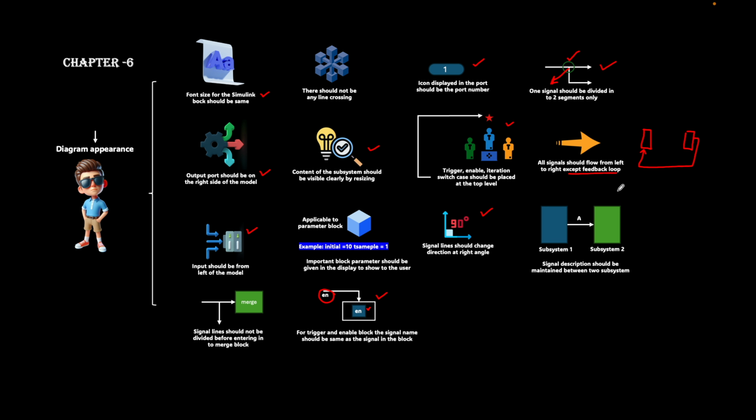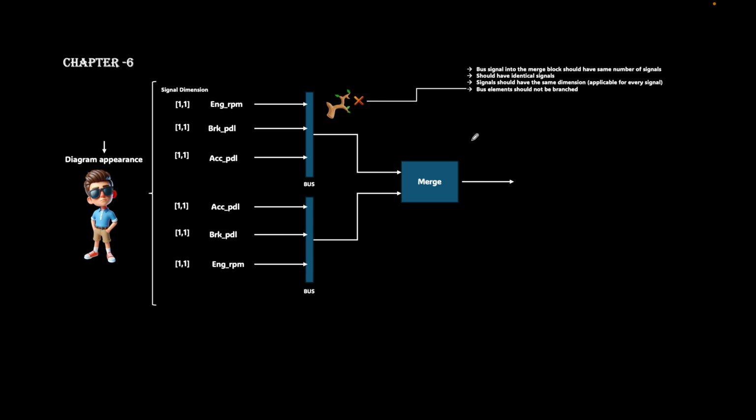Coming to the next one, whenever you are connecting two subsystems, and suppose this is subsystem A and subsystem B, you should always mention the signal name that is connecting between these two subsystems. That is the rule for diagram appearance. Coming to the diagram appearance, there is one more segment that we have, which is more related to the merge and bus.